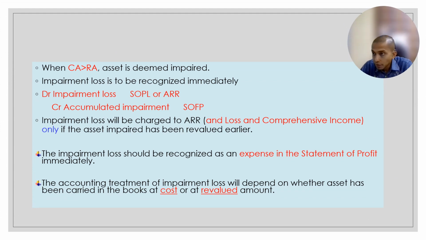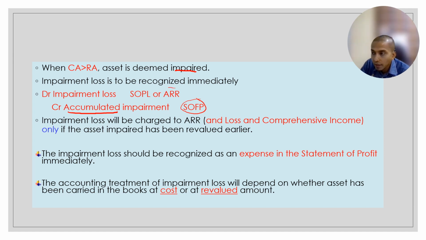Alright, so next is the recognition. How do we record? This one, the journal entry. When carrying amount is more than recoverable amount, the asset is deemed impaired, and therefore impairment loss is going to be recognized immediately. How to recognize? Debit impairment loss, credit accumulated impairment loss. Right. So again, the name is accumulated itself, right? So we need to put it under the statement of financial position.